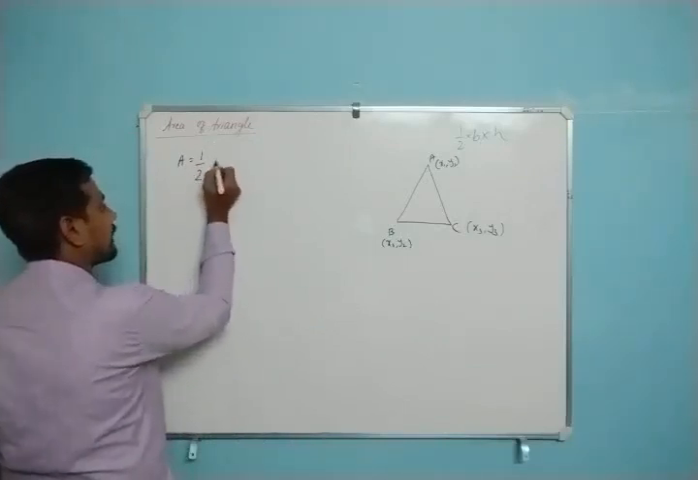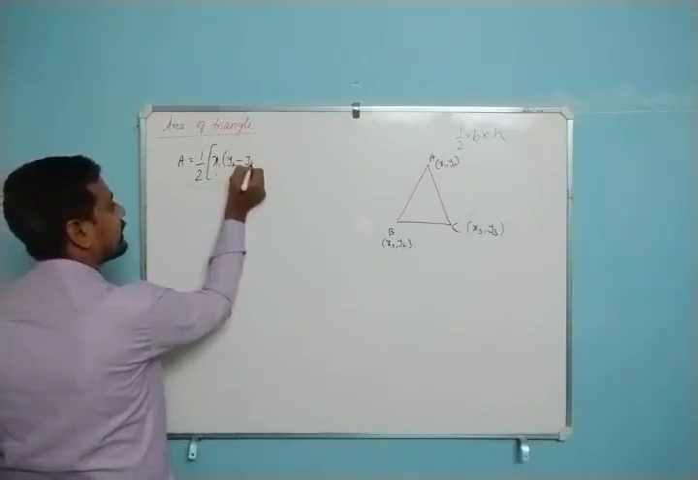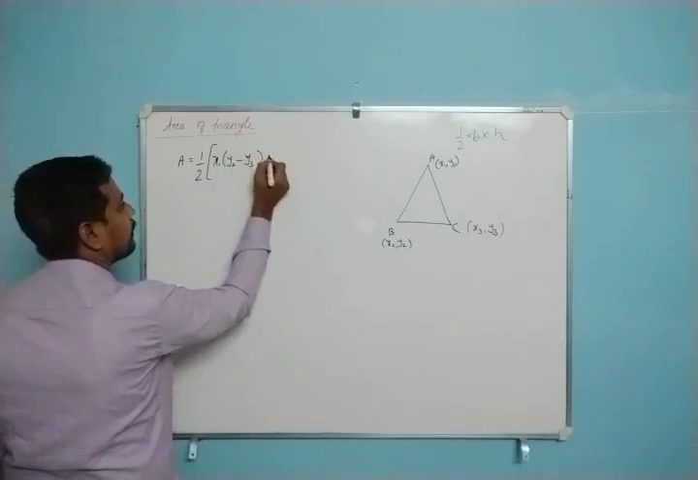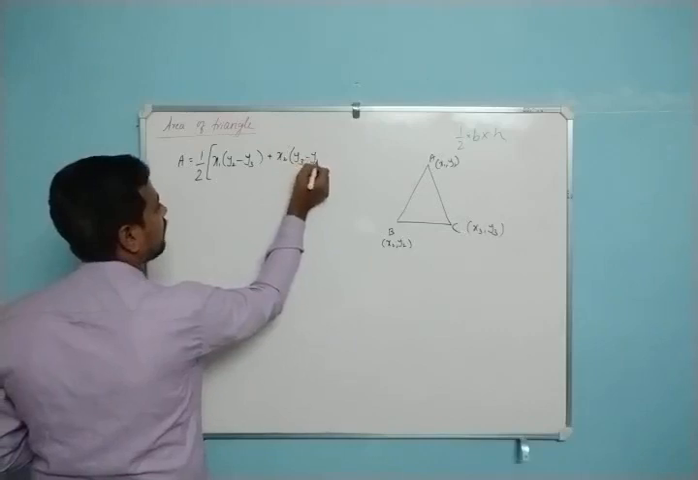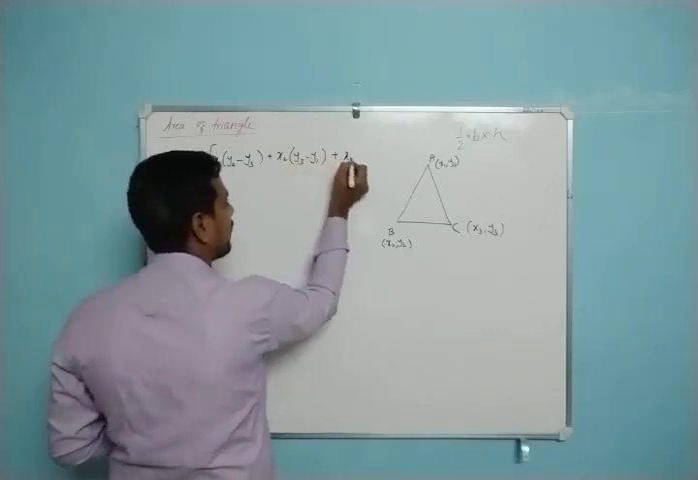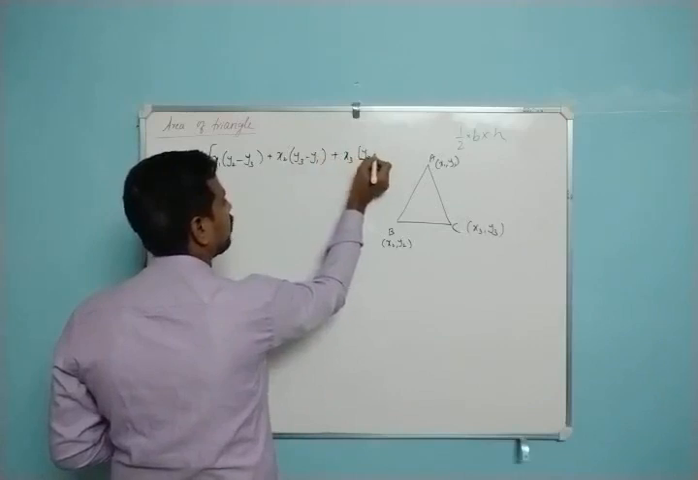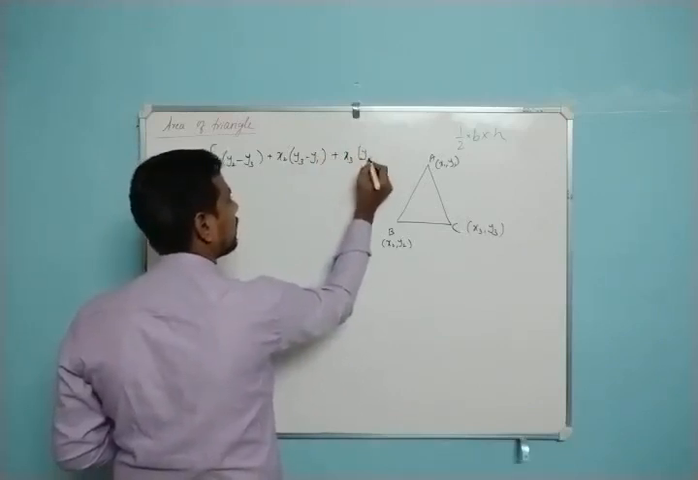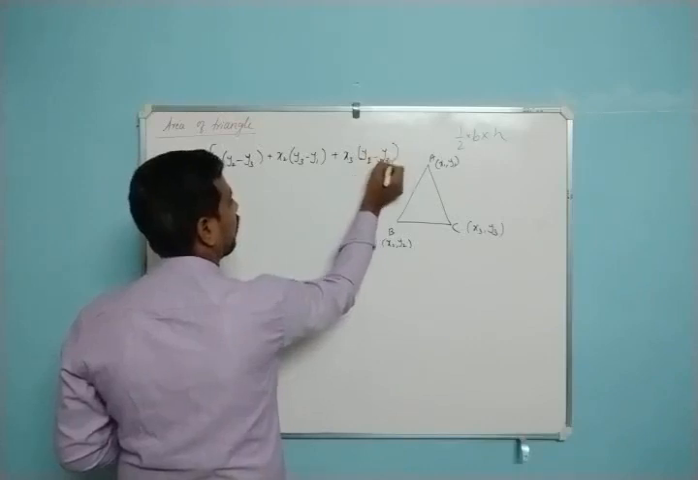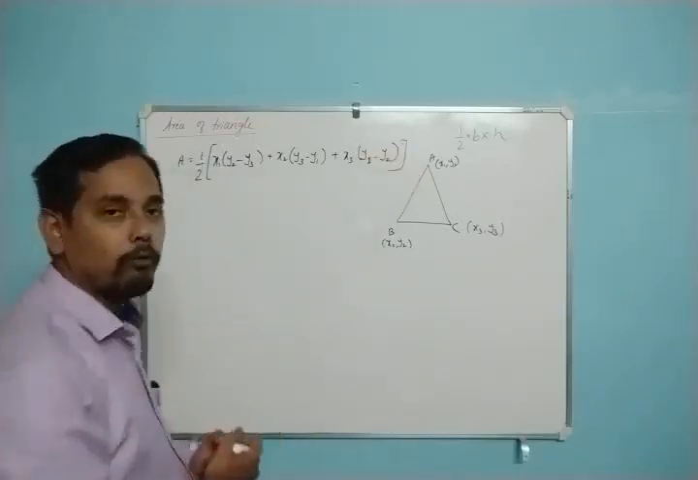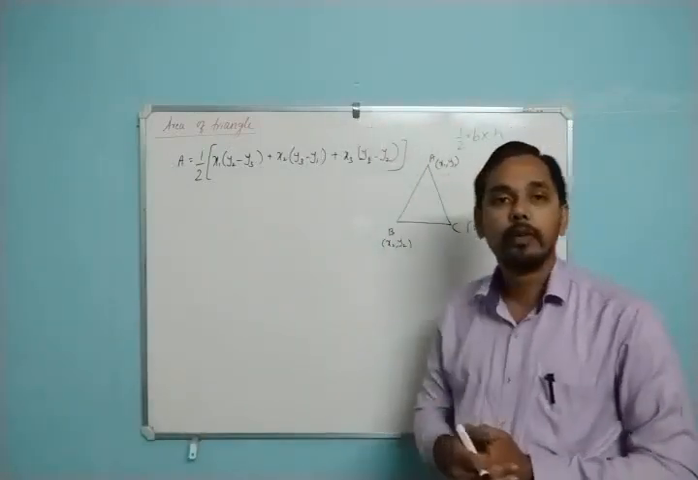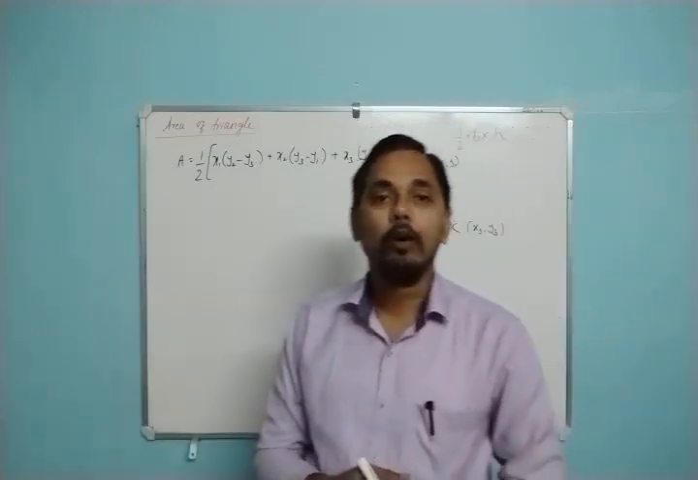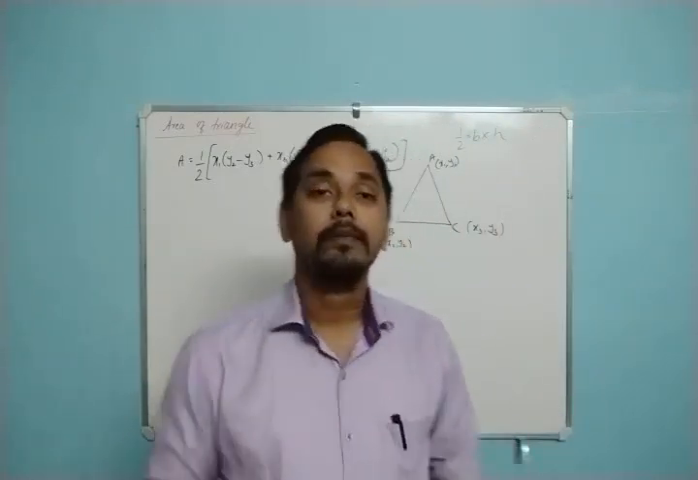Or else you can refer to this one: half into x1 into (y2 minus y3) plus x2 into (y3 minus y1) plus x3 into (y1 minus y2). So this is the formula. Directly you can substitute x1, y1, x2, y2 and x3, y3 in this formula to get the value of the area of the given triangle.